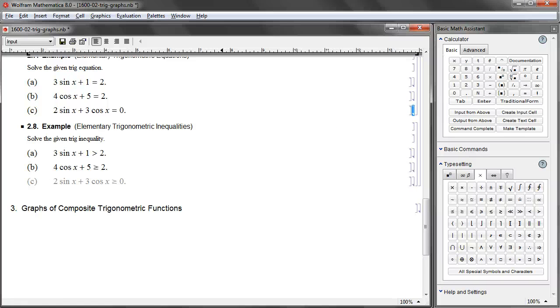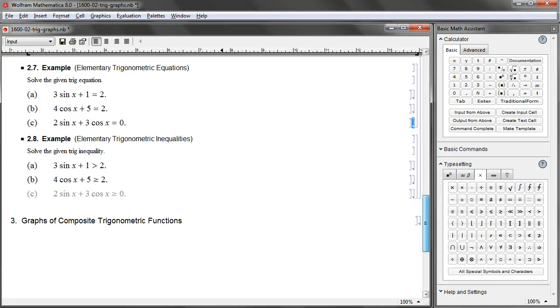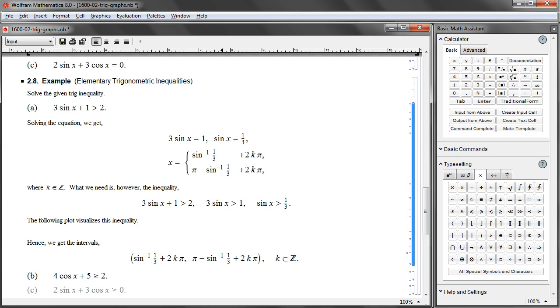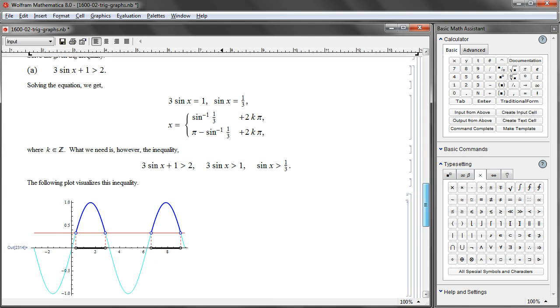Okay, we do not have enough time to talk about trig inequalities, so let me just show you a picture and leave those as a challenge to you. How to solve an inequality? Solve an equation and then use graphs.